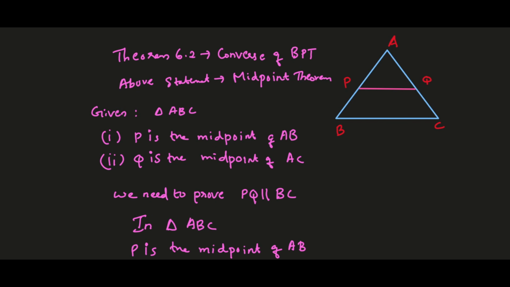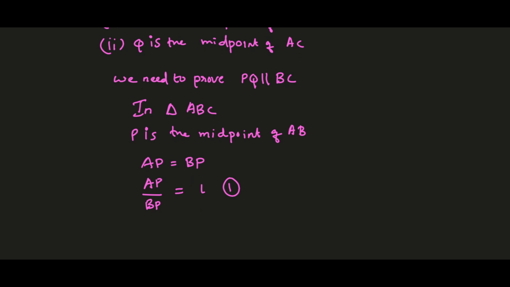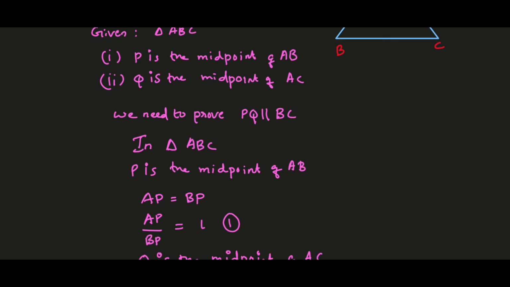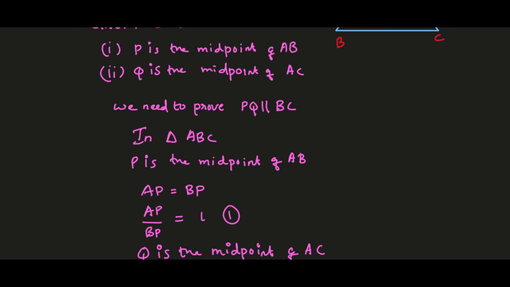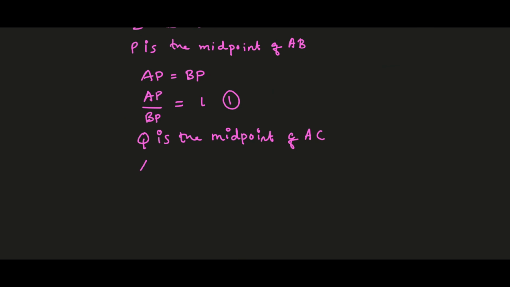And Q is the midpoint of AC. So we can write AQ is equal to CQ. So let's write AQ by CQ is equal to 1. So equation number 2.